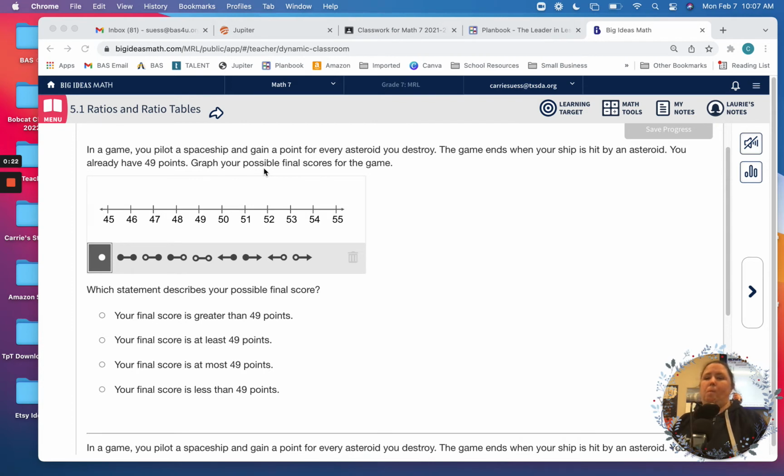So, where are we at? How many points do we already have? And then we get a point every time we hit the asteroids, right? So we at least need to start at 49. Even if we get nothing else and we get hit by an asteroid, we'd have 49 points, right? So is that an open or closed circle? Closed. At 49, go on the right.